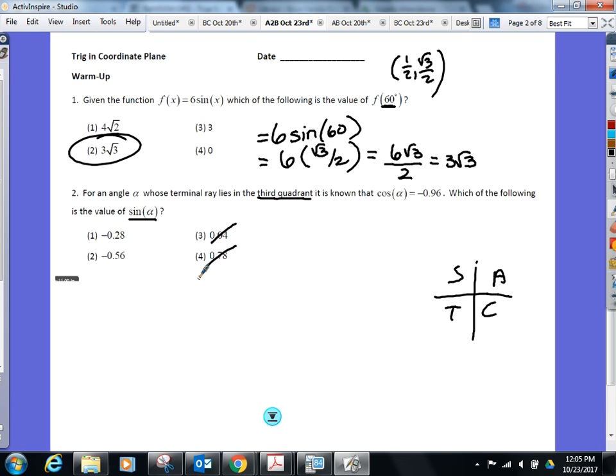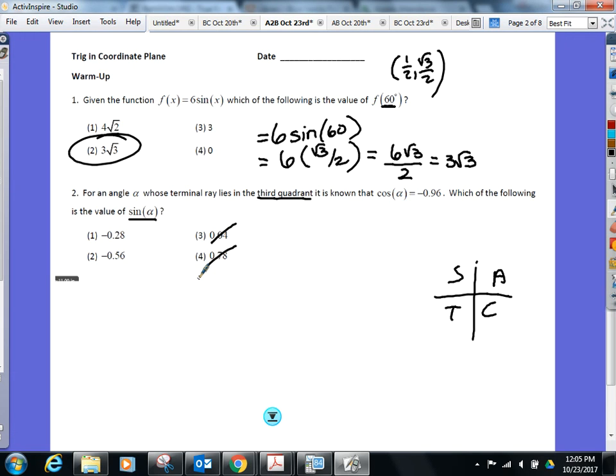Everybody good on how I eliminated those 2 positive answers? Why did I? Because what do you know? We're in the third quadrant, and what do you know about sine? It is negative. All right, so I know it's got to be choices 1 or 2. How can I find out what the sine is? What did we just go over? Reagan just asked the homework question.